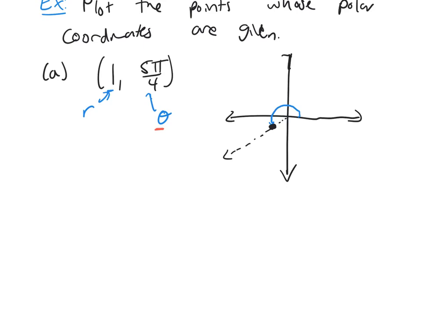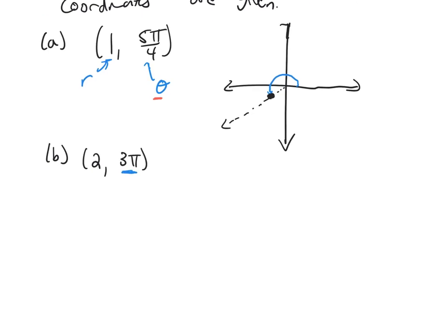All right, let's plot another point. 2 and 3 pi. So again, you're going to start with your theta, 3 pi. So I'm going to draw my axis here and go out that angle of 3 pi. So 3 pi means I would go 2 pi once around, and then you go pi more, so you land over here, and then you go out a distance of 2, so right there. So it's actually going to be on the x-axis, my point.